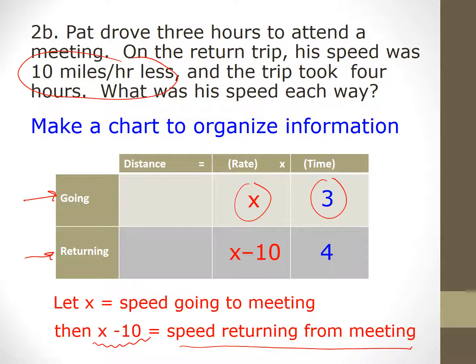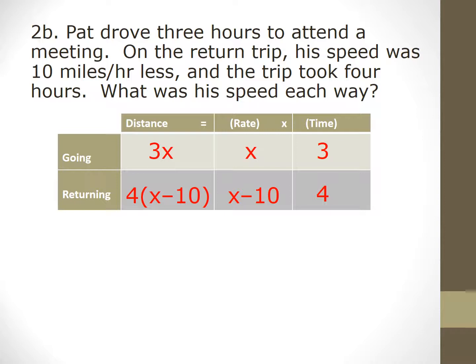Now we learned that distance equals rate times time. So to calculate our distance, we're going to multiply the rate and the time, both for going and for coming home. Now here's where we have to get a little creative and look a little deeper into the problem, into things that maybe aren't literally written.